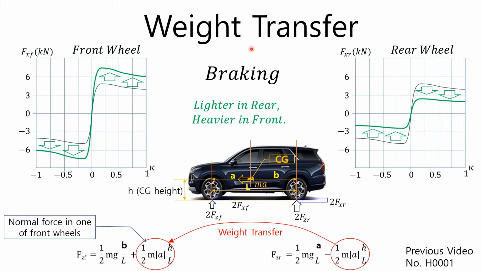Conversely, when braking, the load on the front wheels becomes heavier and the load on the rear wheels becomes lighter. Accordingly, as a secondary effect, since the maximum traction force or maximum braking force is the value obtained by multiplying the vertical force by the friction coefficient, the absolute value of the brake force that can be tolerated increases in the front wheels and decreases in the rear wheels.